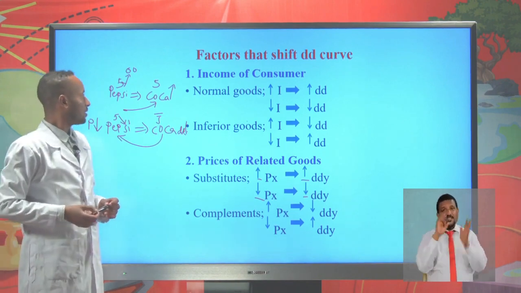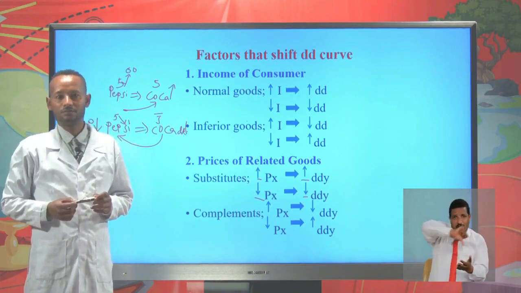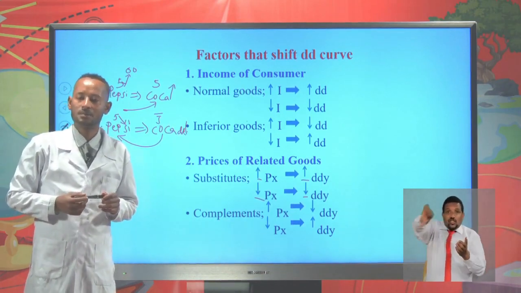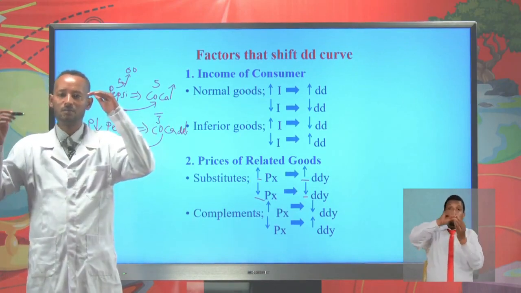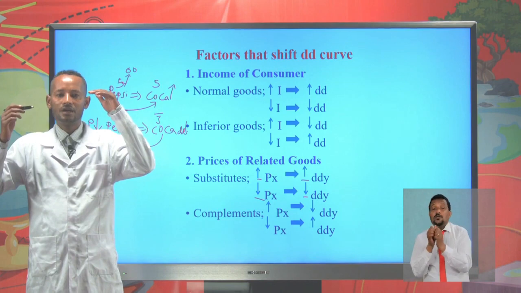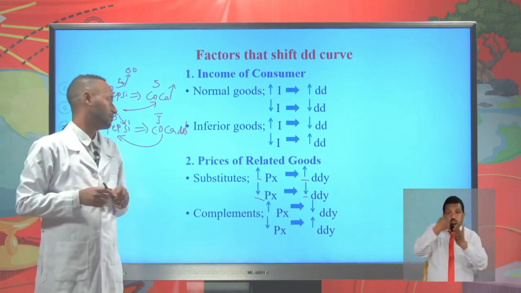Another example of substitutes is injera and bread. If injera and bread are substitutes, a rise in the price of injera will increase the demand for bread, and a fall in the price of injera will decline the demand for bread.